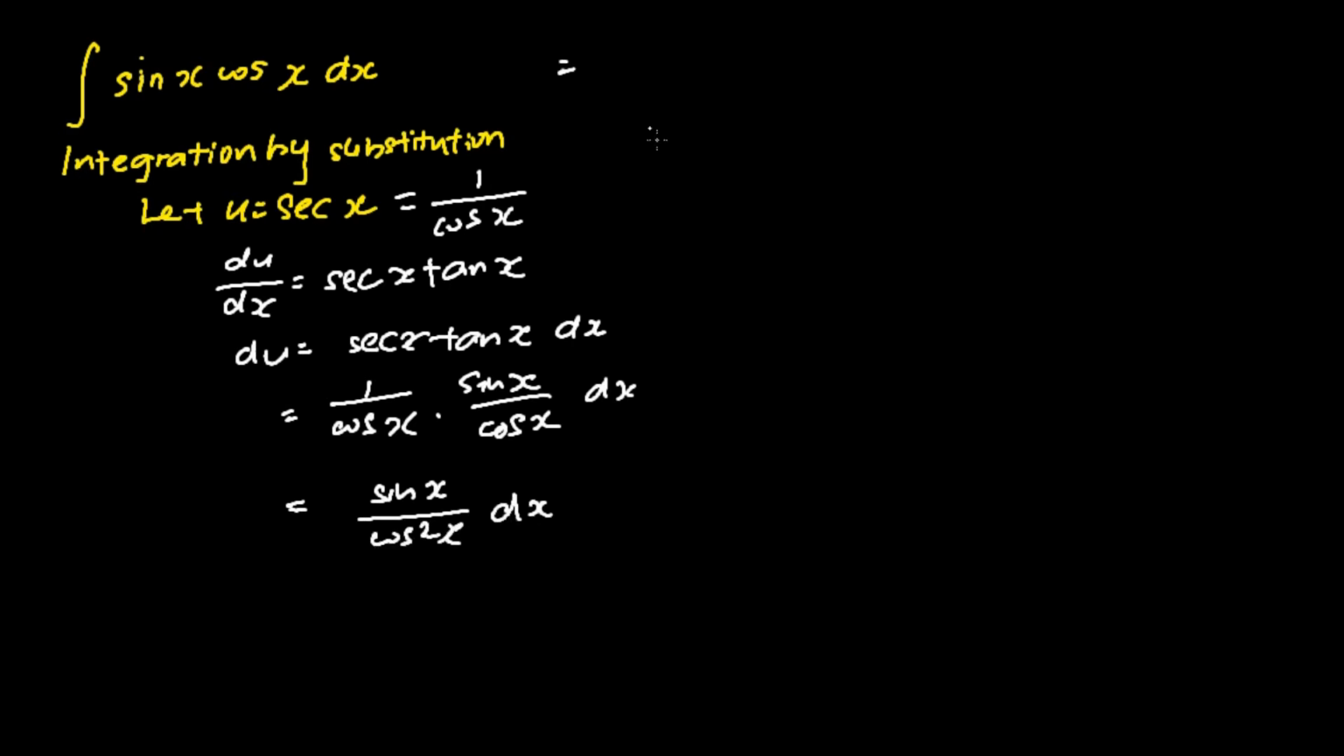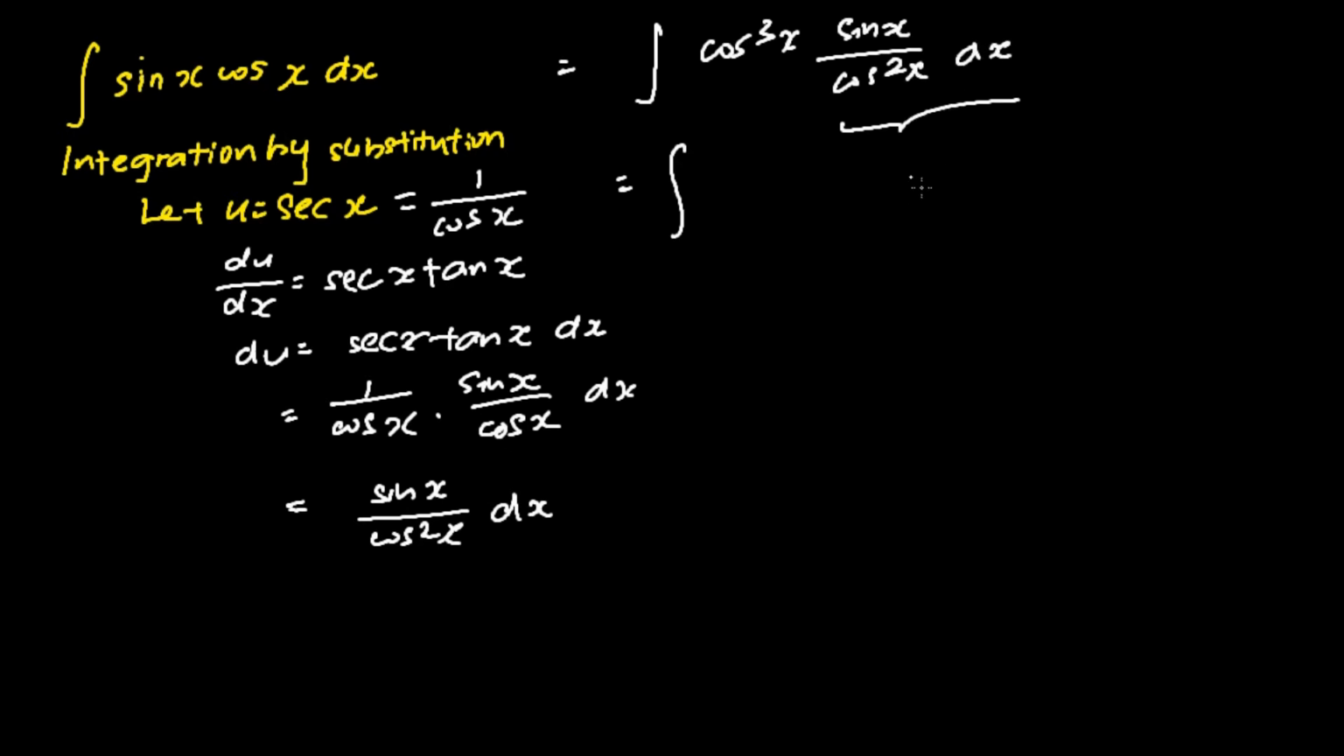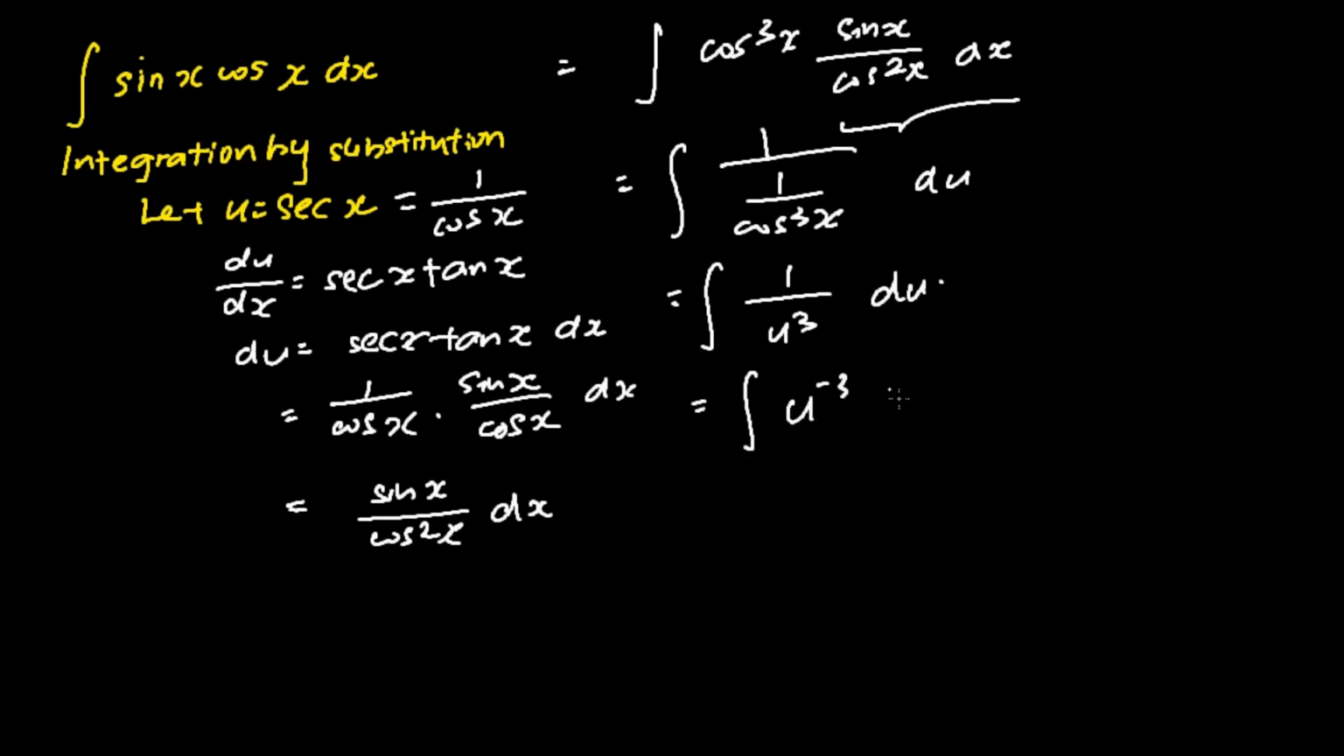We transform my sine x cosine x into the following. We have cosine cube x times sine x over cosine square x dx. My sine x over cosine square x dx is du. How about my cosine cube x? My cosine cube x is basically the same as 1 over u cube, which gives us just 1 over u cube du. And this can be rewritten in the form of indices as u to the power negative 3. We can now evaluate the integral. We get u to the power negative 2 over negative 2 plus c.